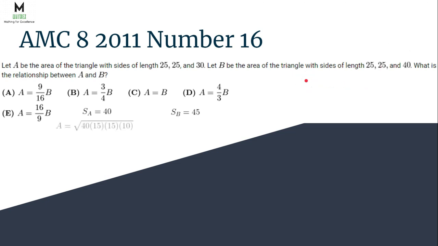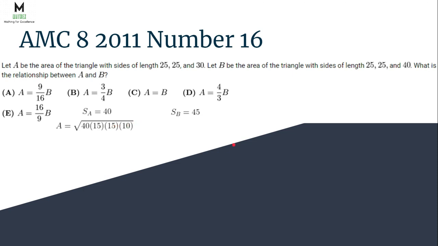So plugging this into Heron's formula for the first triangle, we get the semiperimeter, 40, minus the first side, 25, which gives us 15, minus the second side, which is still 25, gives us 15 again, and then 40 minus 30 gives us 10. So we get that to be the area equation for the first triangle.